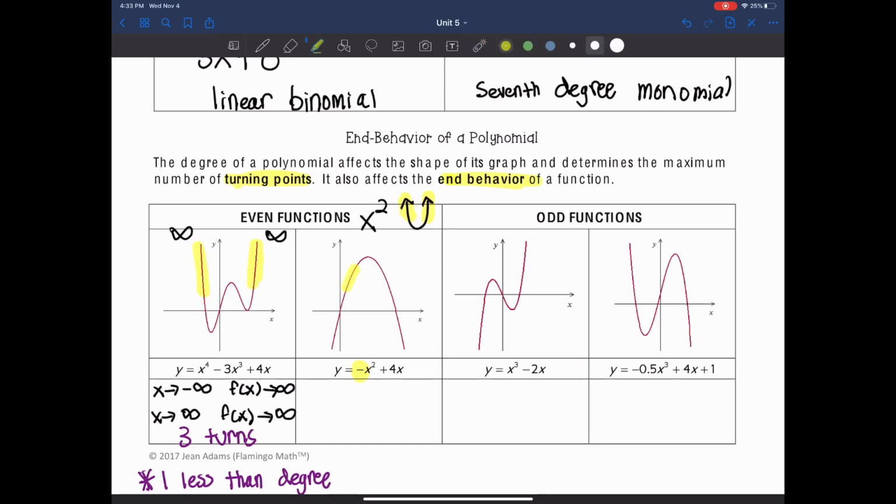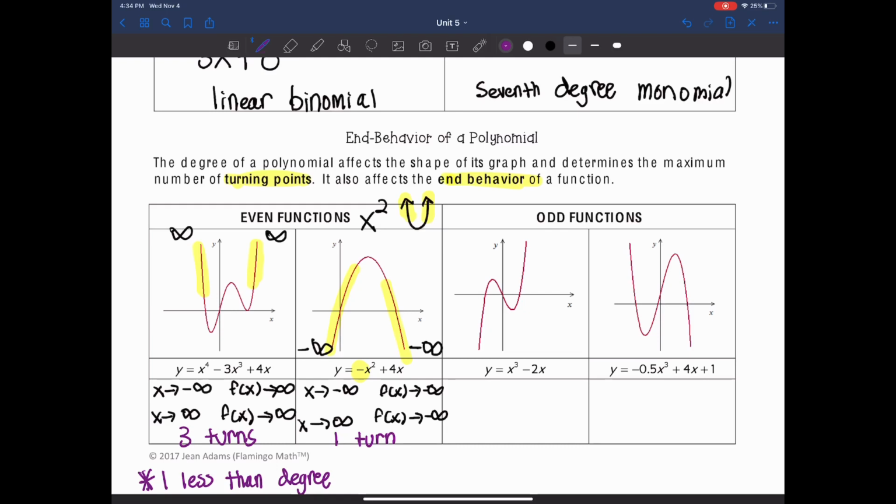As we go to the left, we are approaching negative infinity. And as we go to the right, we are also approaching negative infinity. So we're going to write that down as x approaches negative infinity, then f of x also approaches negative infinity. And when x approaches positive infinity, f of x approaches negative infinity. The number of turns that this graph has is 1 less than the degree. Since the degree is 2, this graph has 1 turn.